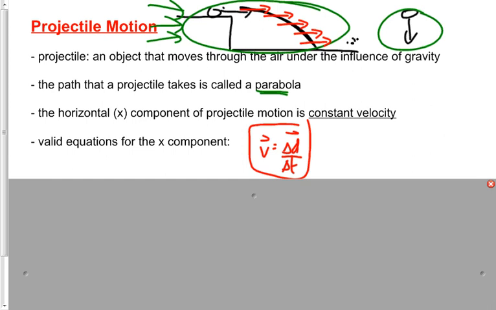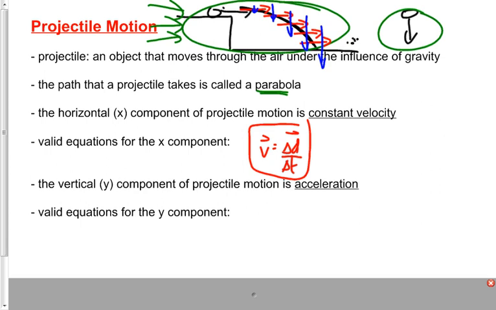The y component of the motion, on the other hand, is not constant velocity. We said there's one force that acts on it, and it's gravity. Gravity acts downward. The y component, therefore, experiences acceleration. So although horizontally the speed remains the same, vertically the speed increases as it goes further away from where it started.